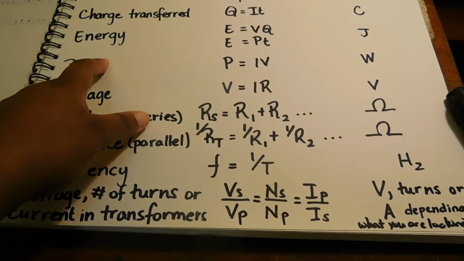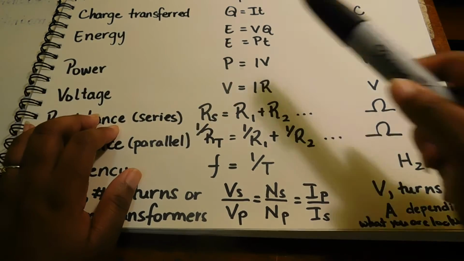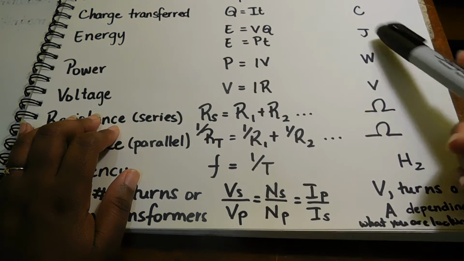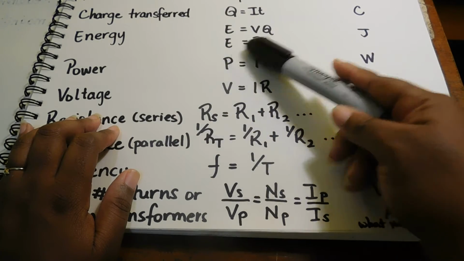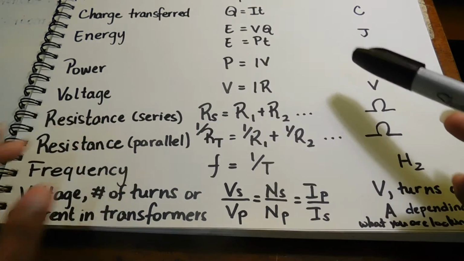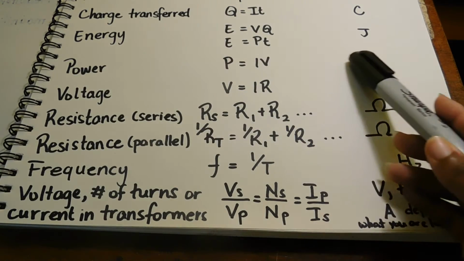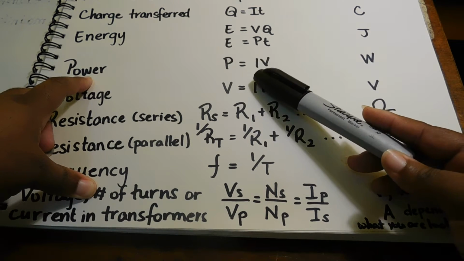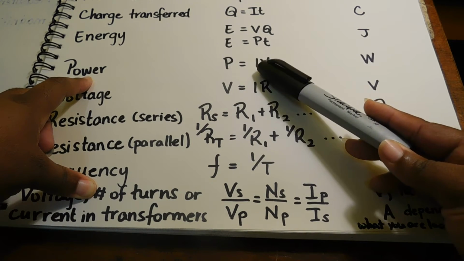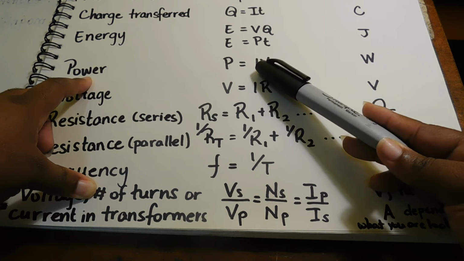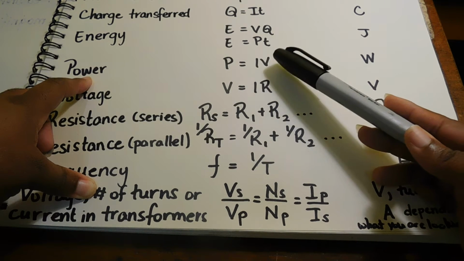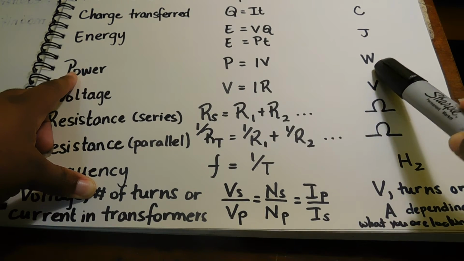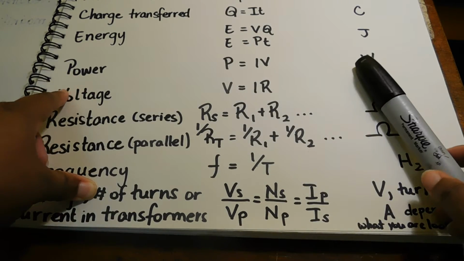Then we have energy. We have two equations for energy. E equals the voltage times charge transfer, where E stands for energy, so it's going to be in joules. And we have E equals power times time, again in joules. Power is equal to amperes, or current, times voltage. Amperes is the unit of current, and voltage has the units of volts. And so the unit of power is watts.